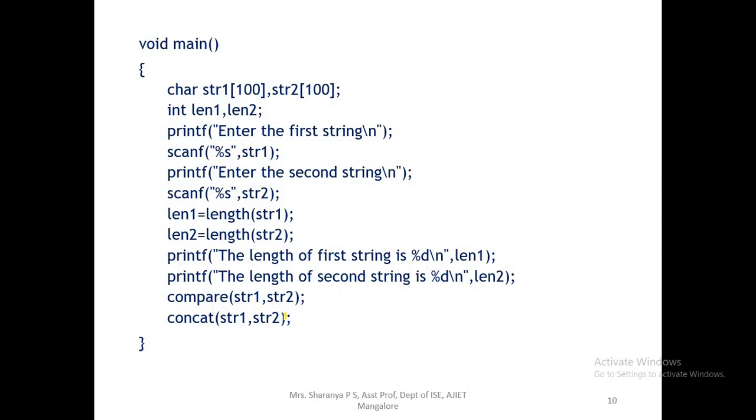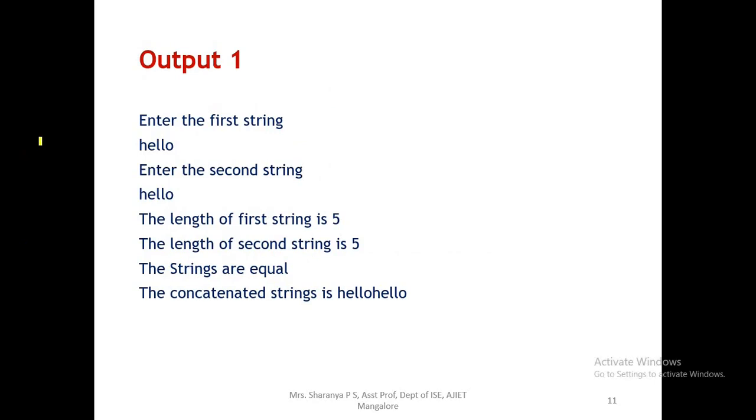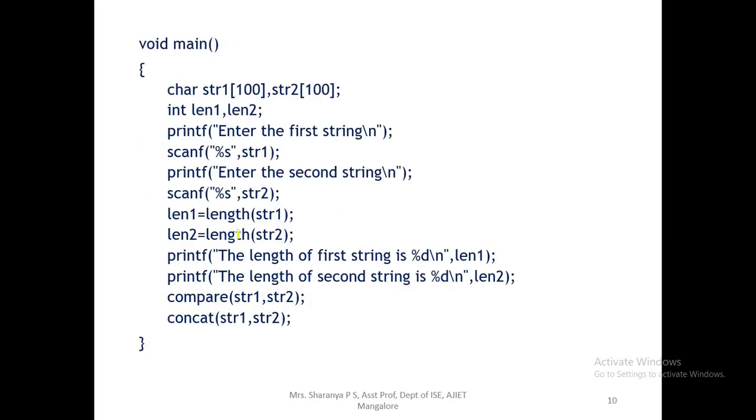Now if we look into the output here, first, enter the first string. Hello is the string which is printed, and one more string is also entered as hello. So these two strings, with respect to length, are equal. What is the length of the first string? It is 5. What is the length of the second string? 5.